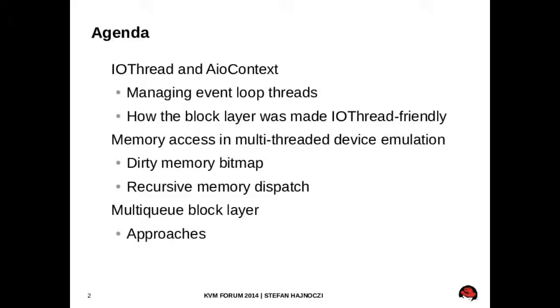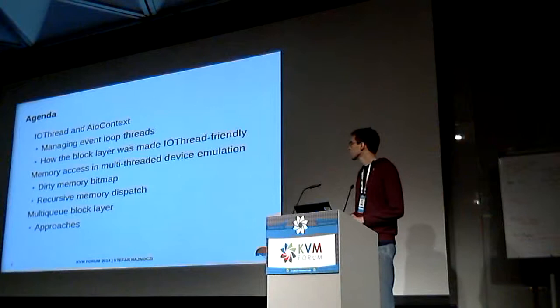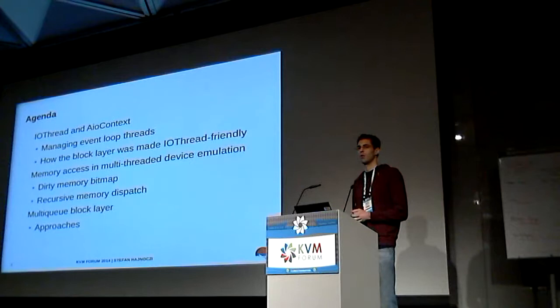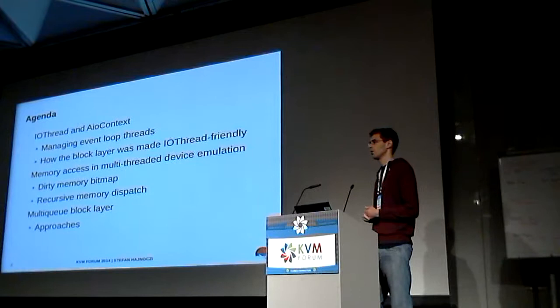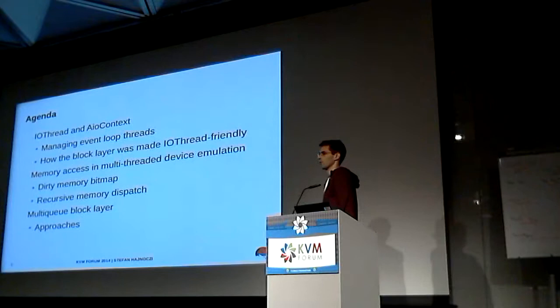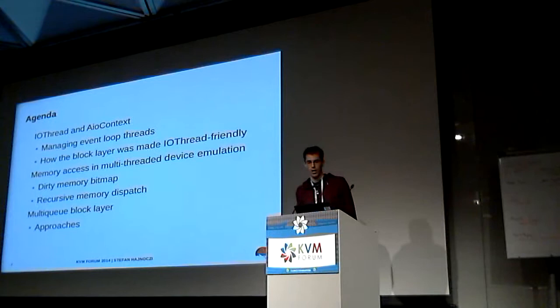Let me start just by showing you what I'm going to cover today. I'm going to start with the things which are completed, recent things which we've done this year, which is the new iothread object and improvements to AIO context that have evolved and allowed it to be used for running block IO outside the QEMU global mutex. I'm also going to discuss the remaining work for guest memory access outside the global mutex. And finally, I'm going to touch on the challenges of the multiqueue block layer.